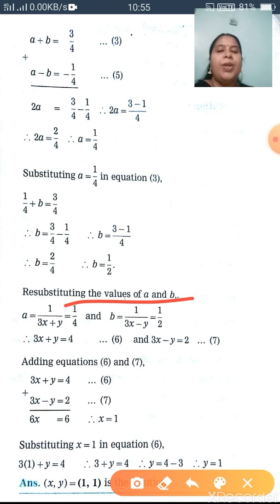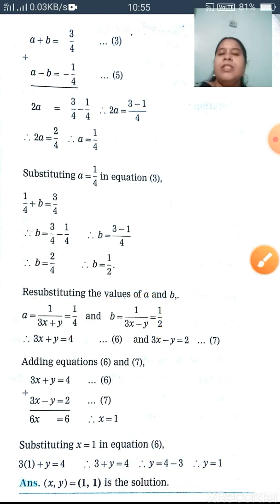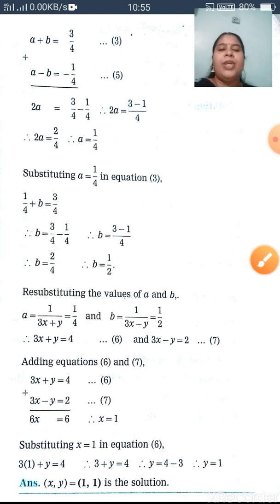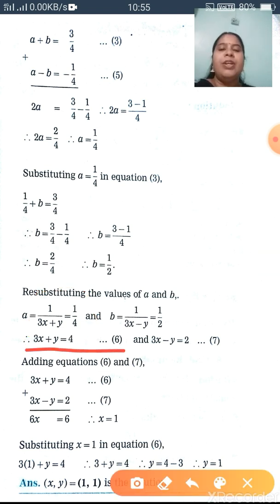A was 1 upon 3x plus y and b was 1 upon 3x minus y. These are the places where I will resubstitute the values as 1 upon 4 and 1 upon 2. So what we will get here, concentrate now. I have to cross multiply. 4 into 1 is 4 and 1 into 3x plus y is 3x plus y. So I am going to get one more equation here, that is 3x plus y is equal to 4.